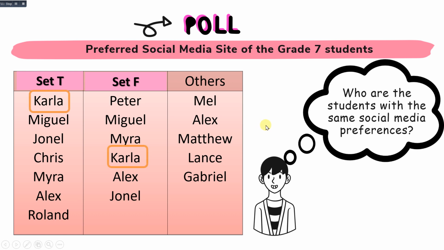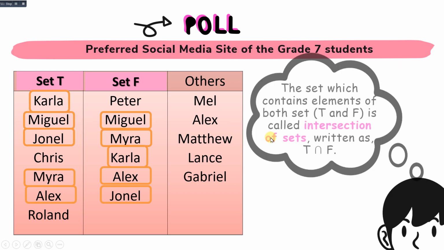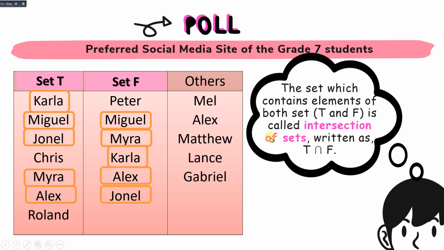That will be Carla. We have Miguel, Alex, and Myra. And the last one is Janelle. So these are the students who prefer both Twitter and Facebook. To identify that, the set which contains elements of both T and F is what we call the intersection of sets.